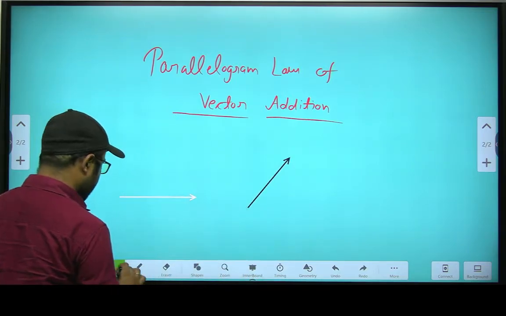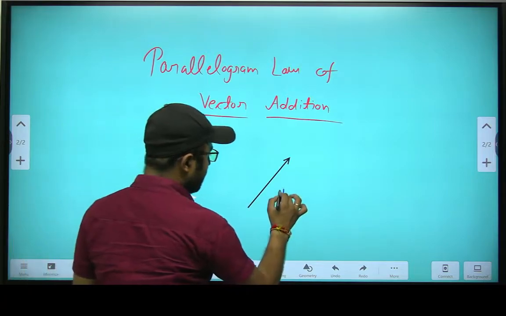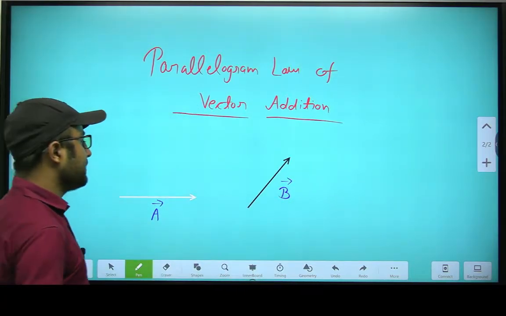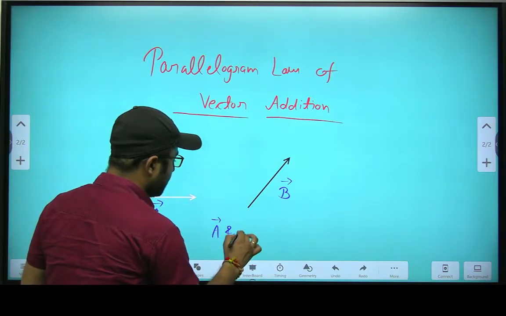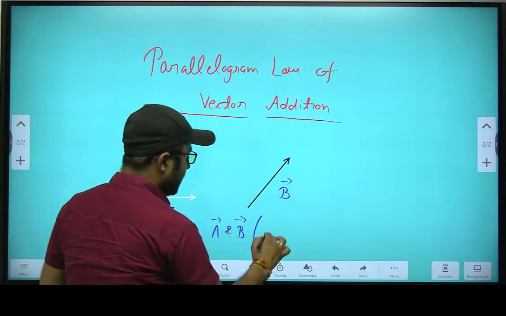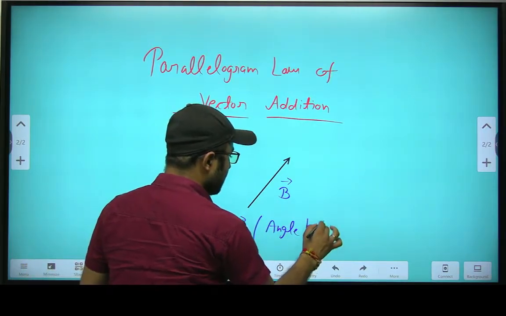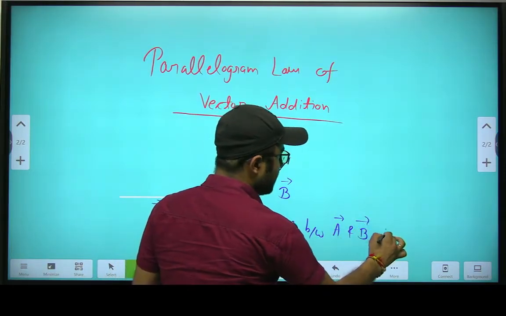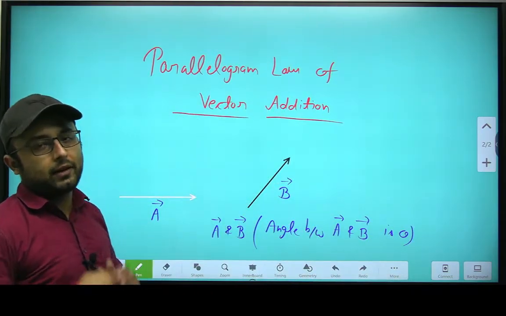This is vector A and this is vector B. And what is the angle between these two vectors? Let theta be the angle between the two vectors. So the angle between vector A and vector B is theta.